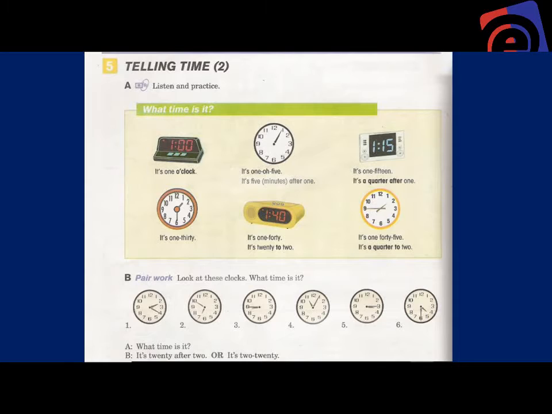And so let's look at these slides. Look at the lesson on page number 30, telling time, part A right now. Listen and practice. And so you see, these are different kinds of clocks. You see the black clock, it says 1 o'clock, 1:00. There's another one, it says 1:15. Another one, it says 1:40. We call these digital clocks. Those are digital clocks. I'll write it for you.